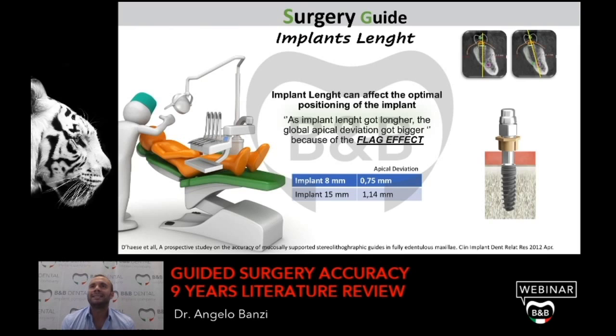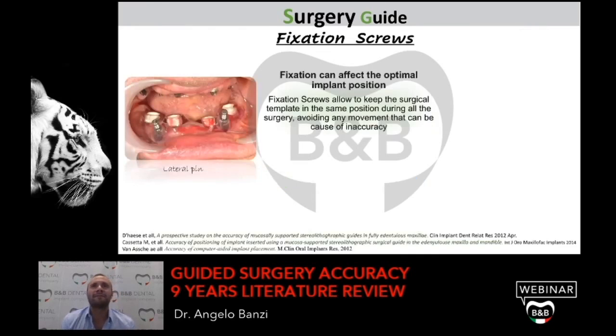the apical part of the implant can float, as you can see from the image, in the trabecular bone, and hitting against the inner face of the cortical part, it can deviate a little bit. And so remember, the longer the implant, the higher the possibility of a deviation of the apical part.